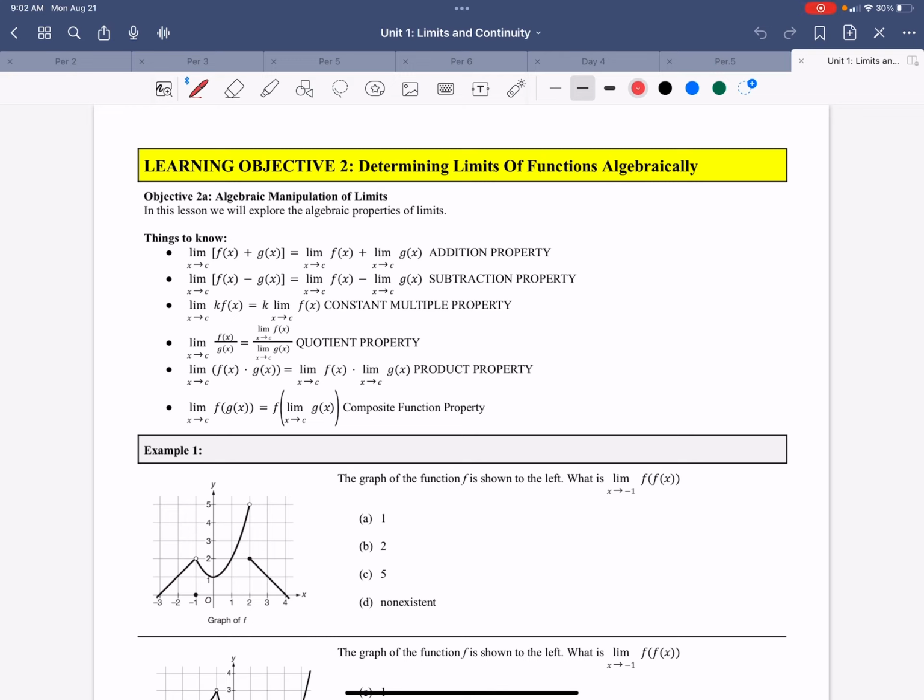This time it's a calculus lesson. We will be working on determining limits of functions algebraically. But first, we're going to focus on the algebraic manipulation of limits.